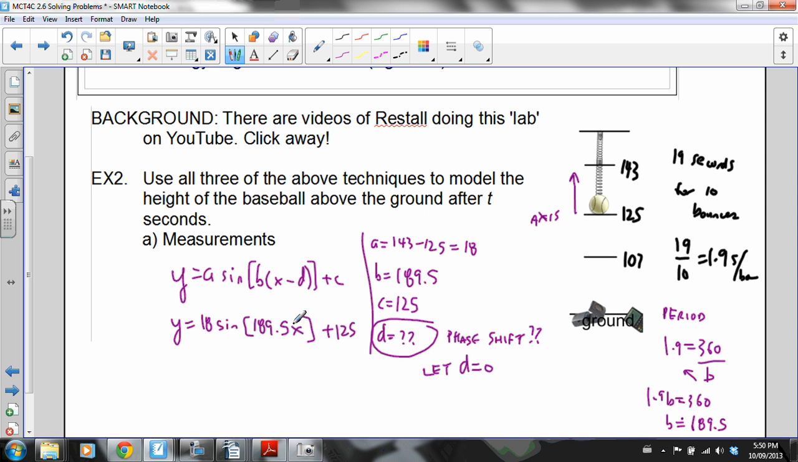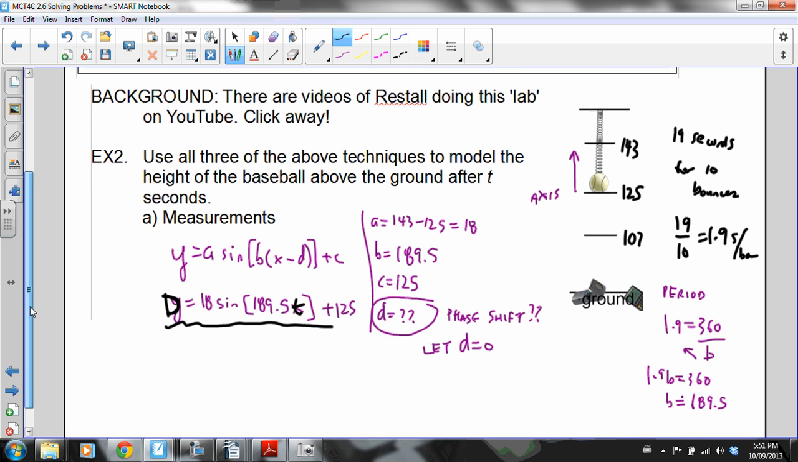T seconds. I guess this x should be a t. I'll do that. And then the y is the distance, isn't it? It's the distance that it's above the ground. And this function will do it for you. All right, well, what's the next technique?